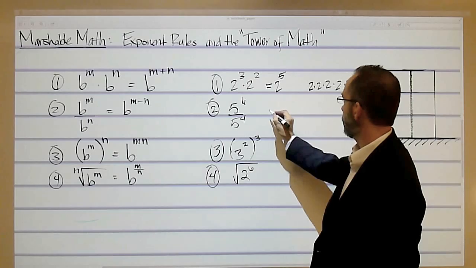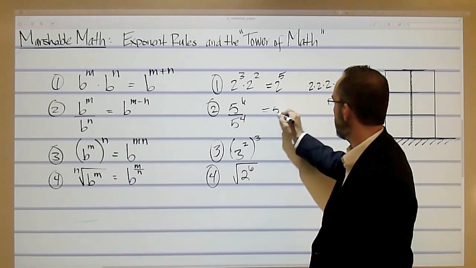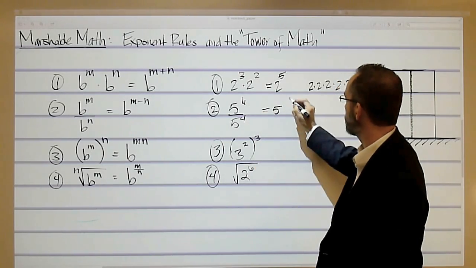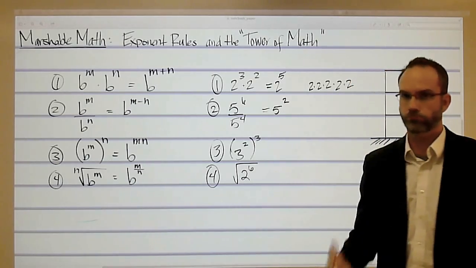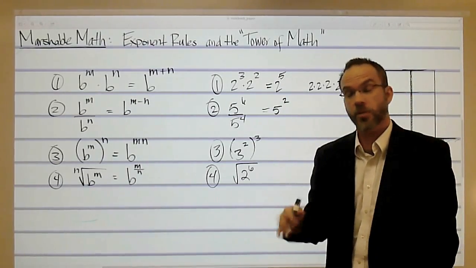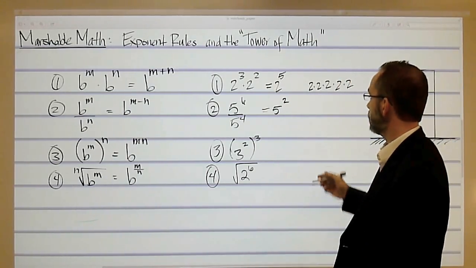What about this one now? 5 to the 6th divided by 5 to the 4th. If you said that that was 5 to the 6th minus 4, which would be 2, you're correct. Let's double check it though, just with the definition of what an exponent is, and we'll see if it's true.